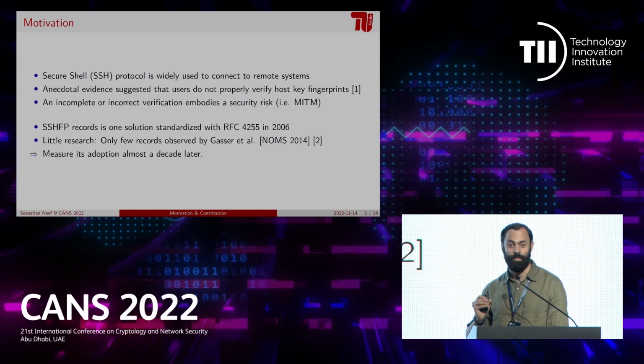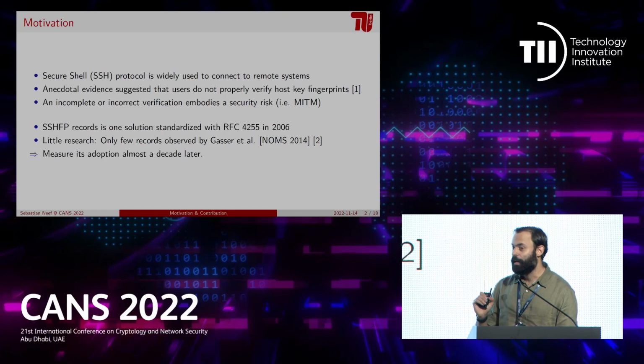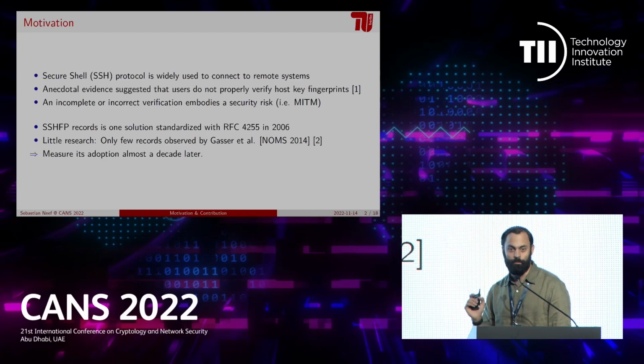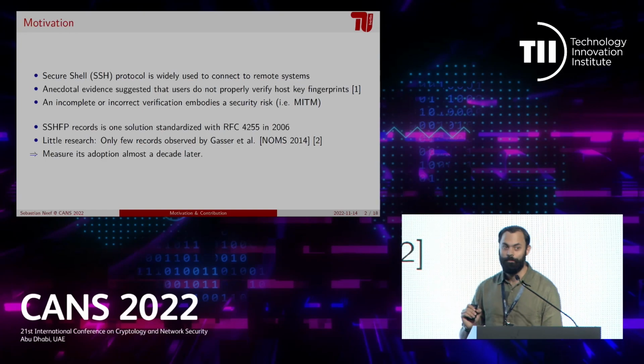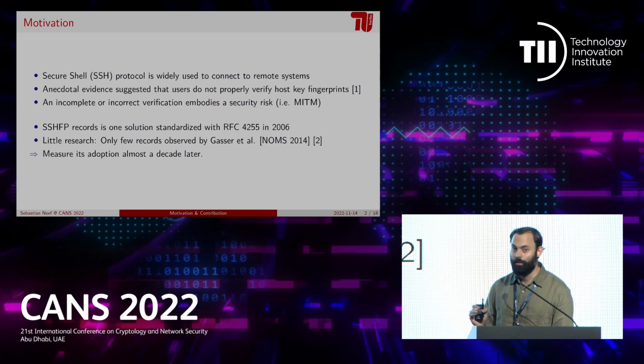So yeah, there are SSHFP records that were standardized in 2006, so that is more than 15 years ago. And that is one solution to the trust on first use problem that the SSH protocol has. However, since then, little research has been done on the topic. The only measurement that I could find in related work was done by Gasser et al. in 2014. So it's almost a decade later, and I thought, okay, we can do another measurement and see if that solution is now more adopted or not.